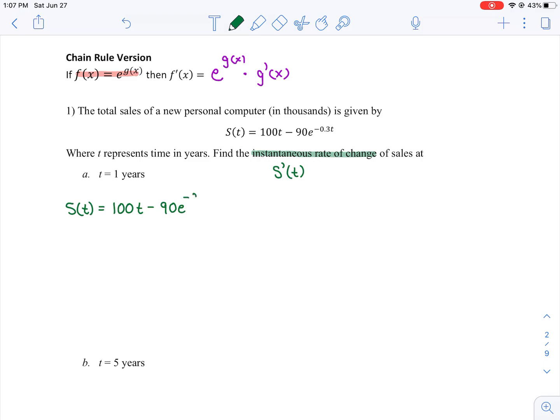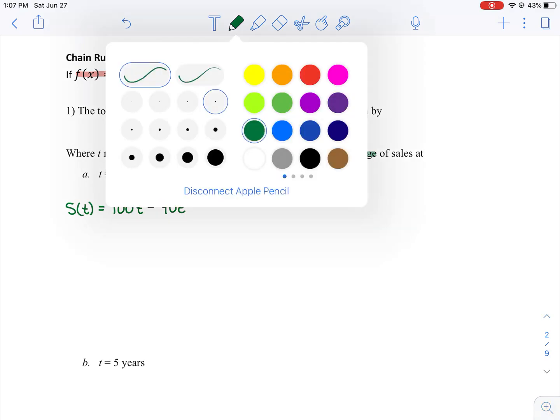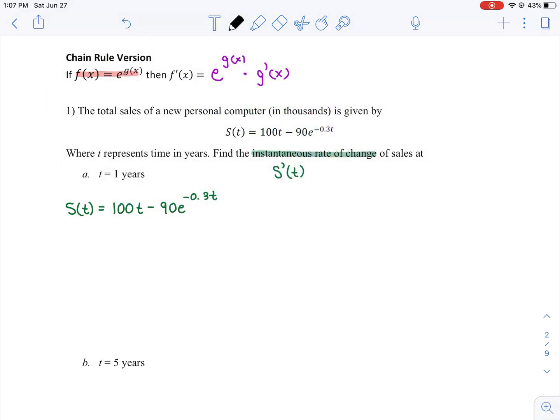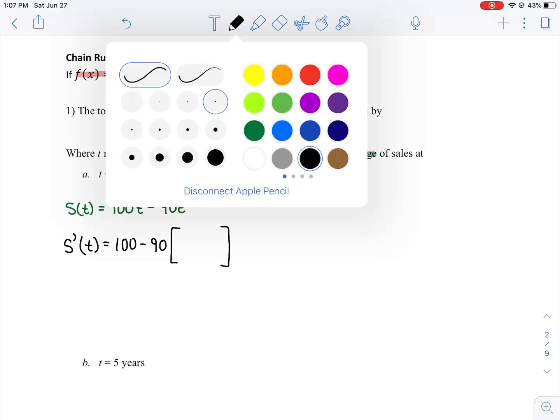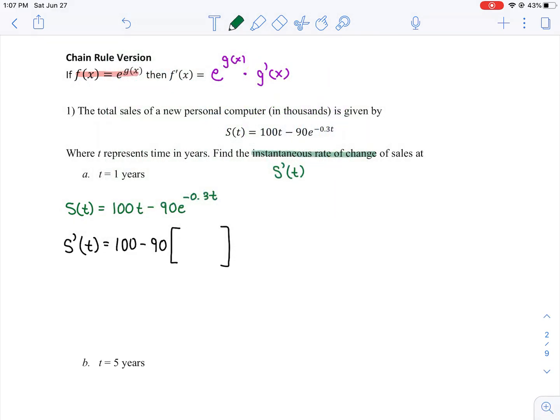So S of t consists of two terms, and we will take the derivative of each term separately. So the derivative of 100t is 100. Now we need to figure out what is the derivative of e raised to the negative 0.3t power. Well, I'm going to do that over here on the side.